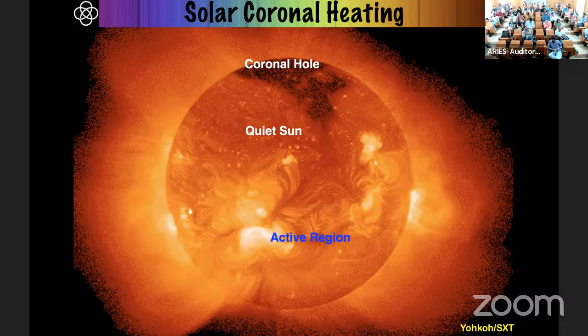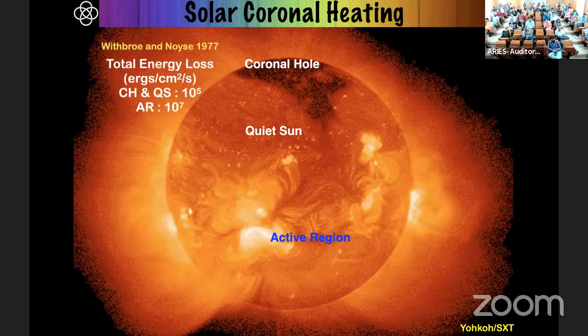Okay. Right, so I showed you this image, and what you see is an active region, quiet sun, and coronal hole. If you want to understand the coronal heating problem, we ask the question in a different way. If anything is radiating energy, then you need to understand what is powering the atmosphere. Saying corona is a million degrees, fine. But how much energy is it releasing? How much energy is it losing?